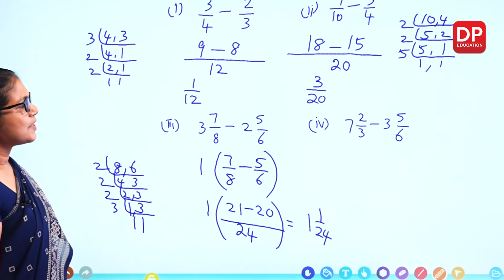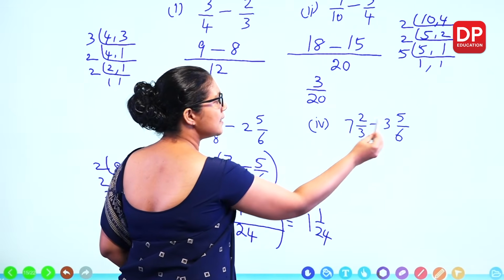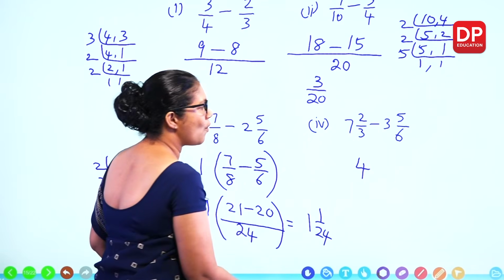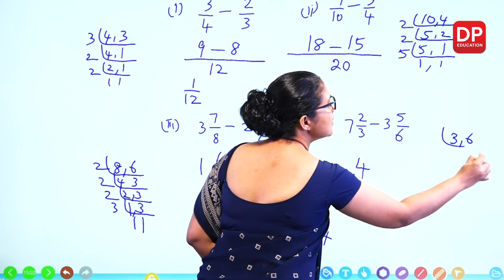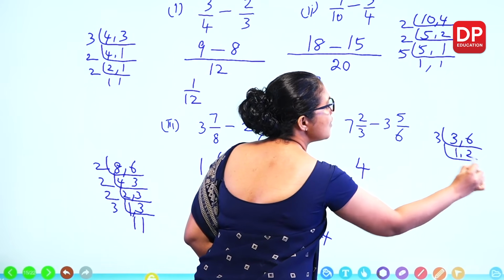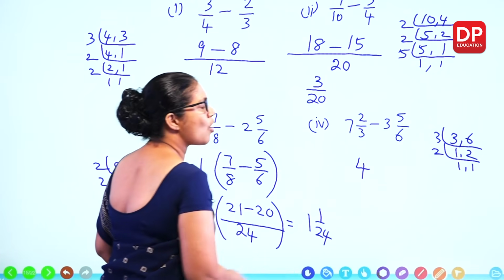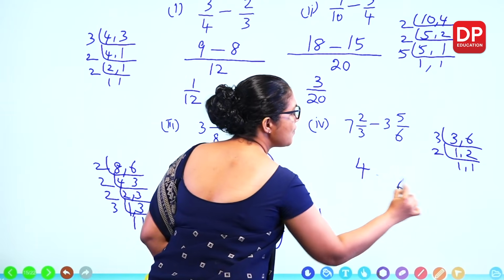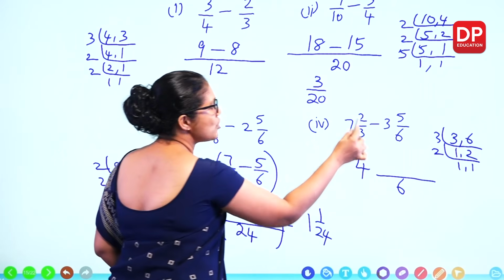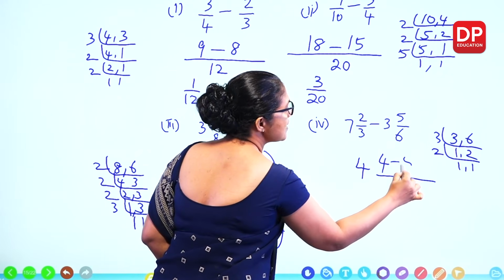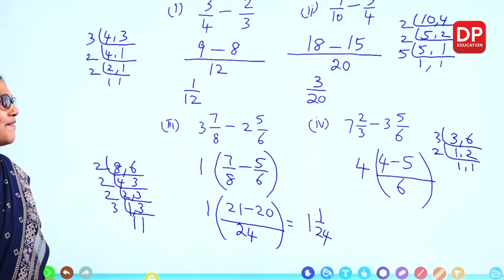What about this one? 7 and 3. Just subtract the whole numbers. 7 minus 3, you get 4. Then what is the lowest common multiple of 3 and 6? You can see when you divide by 3 and 2, you get 1. So 6 is the lowest common multiple. That means you have to convert to 6. How do you convert 3 to 6? Multiply by 2. 2 times 2, 4 minus 5. What happens here? You get a negative answer.